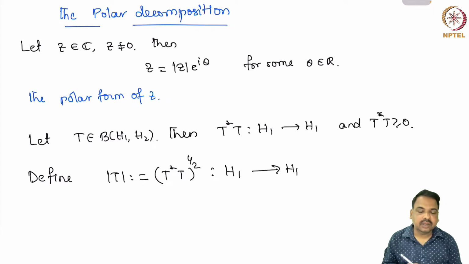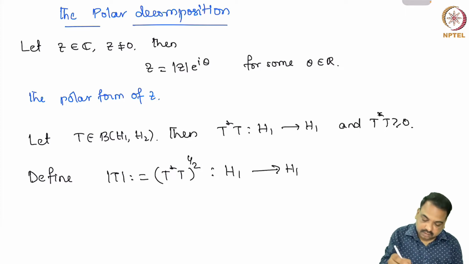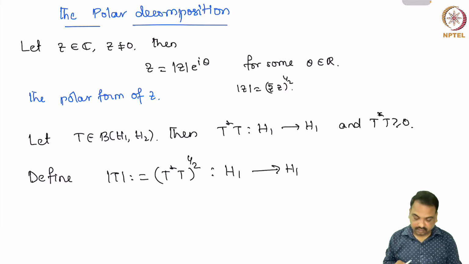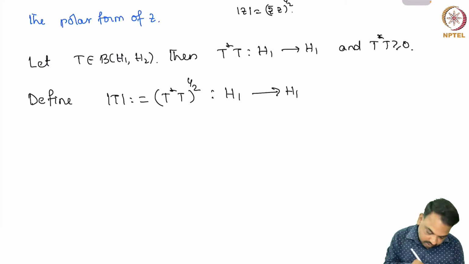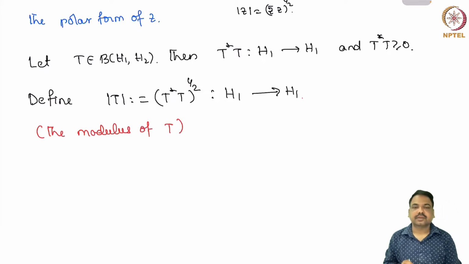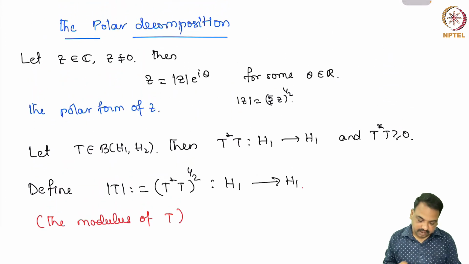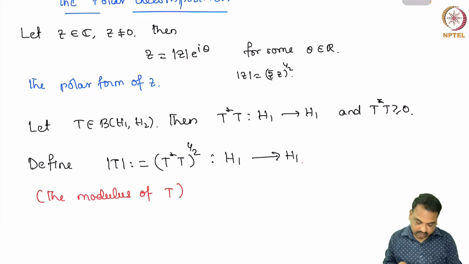So this is similar to the modulus of a complex number. We know that modulus of z is the square root of z bar z. This is known as the modulus of T. That means we are able to replace the modulus of a complex number with the modulus of the operator here. That means we are generalizing from complex numbers to operators.